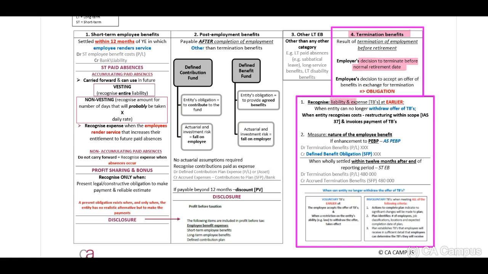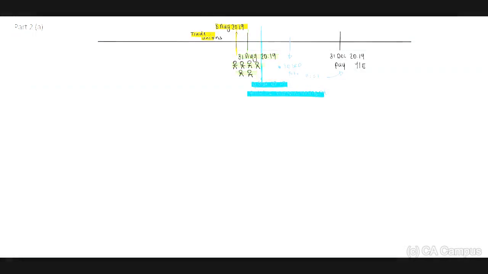We need to recognize the liability and expense at the earlier of the date when the entity can no longer withdraw from the termination, or when the entity recognizes restructuring costs. Then measurement, the nature of the employee benefit, guys, our journal entry, and we need to identify if this payment will be within 12 months or after 12 months. Now, they've already indicated to us this will be by the 31st of December 2019. Okay, guys, and all of the principles are included on your revision page as well.